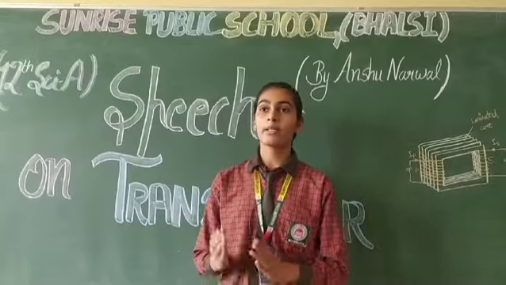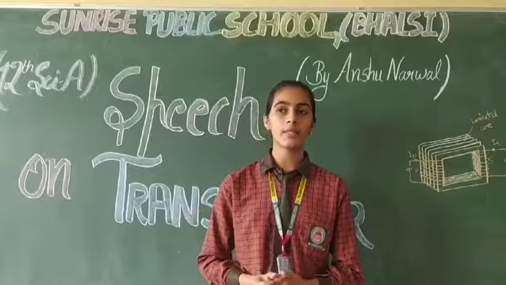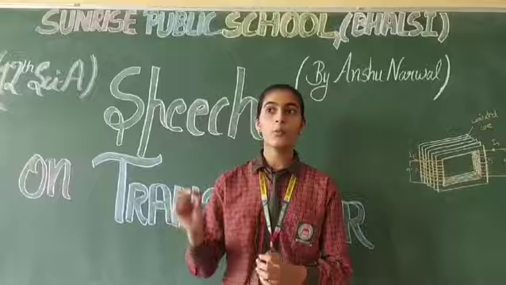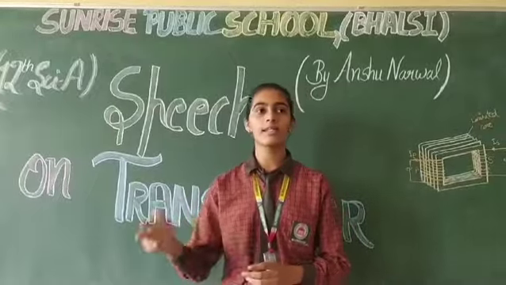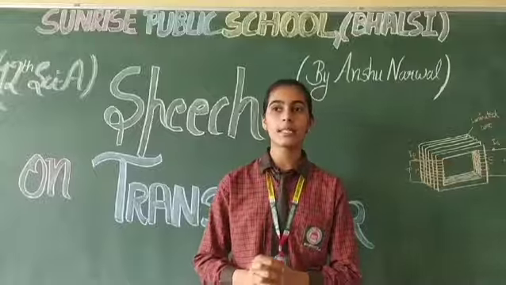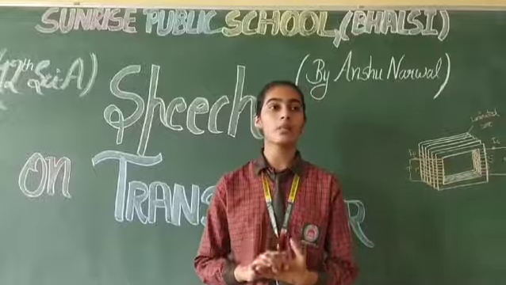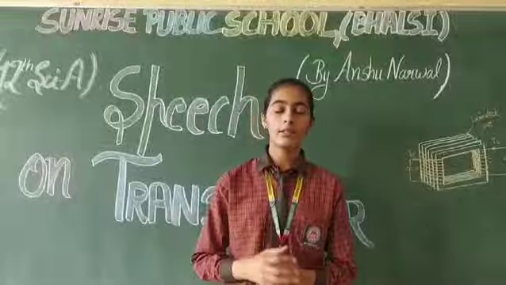In a step up transformer, the number of turns in the secondary coil is greater than the number of turns in the primary coil. So the primary coil is made up of thick insulated copper wire, while the secondary coil is made up of thin insulated copper wire. What is the work of a step up transformer? It basically converts low voltage at high current into high voltage at low current.